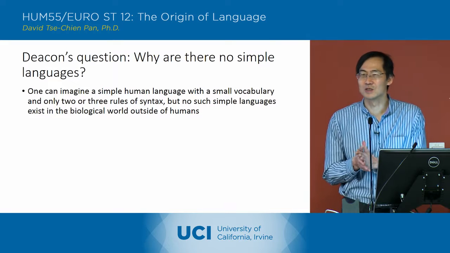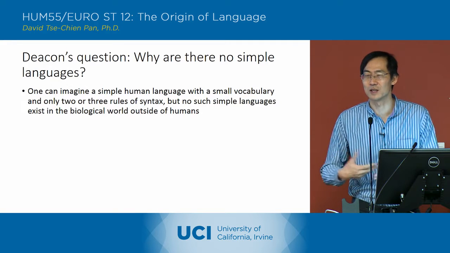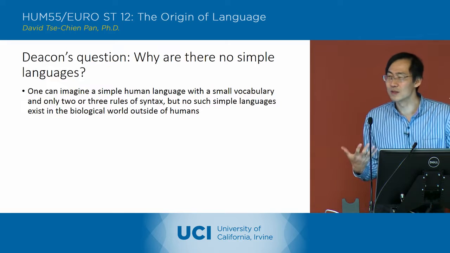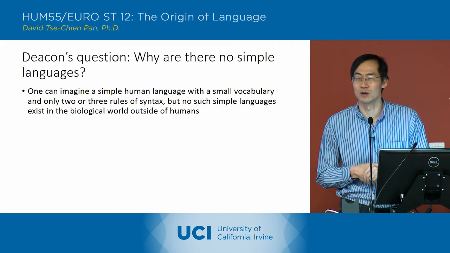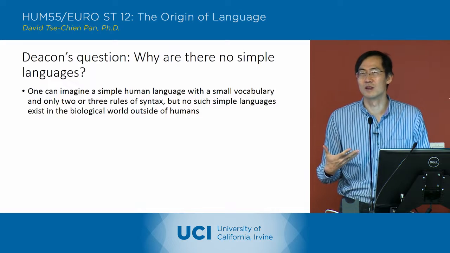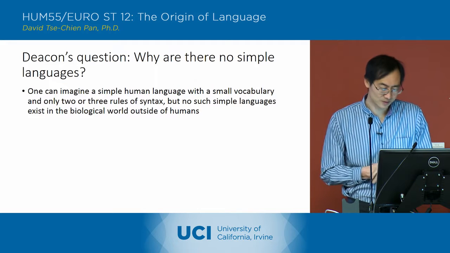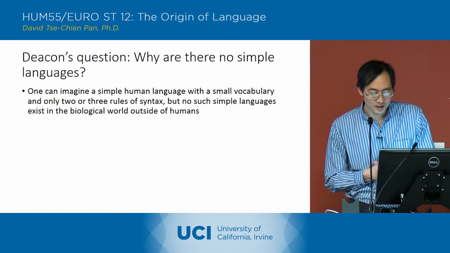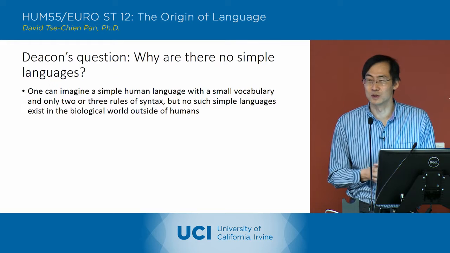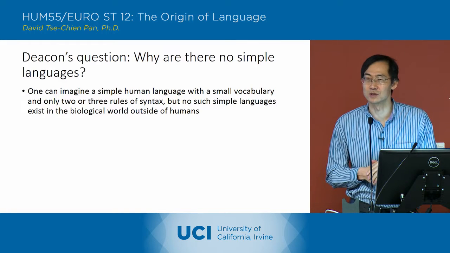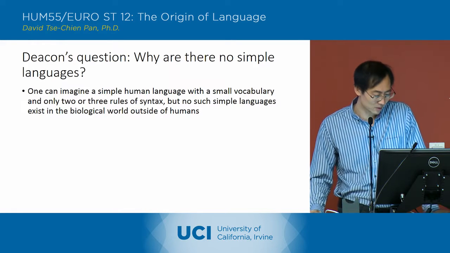So the question is, even if humans have this complicated grammatical structure and a very complicated language with universal grammar, shouldn't it be possible for animals to have a simple version of language, one that might not be as complex, that might just have fewer symbols and fewer rules? He indicates that there are no such simple languages outside of humans, and he undertakes in the beginning to explain why no such simple languages might exist.